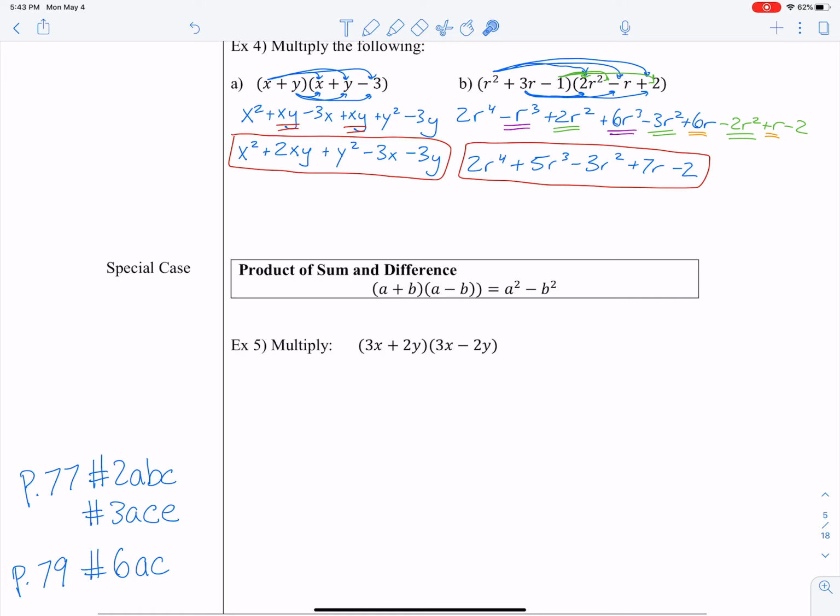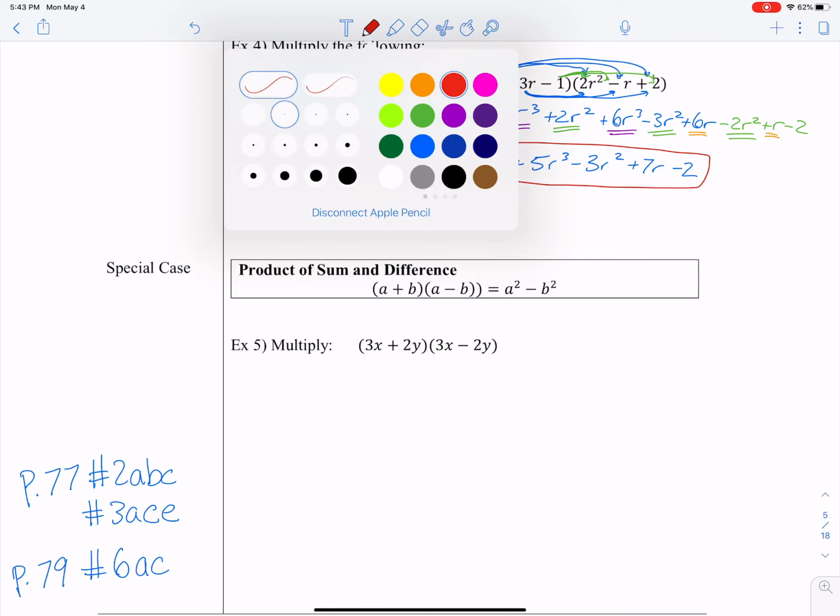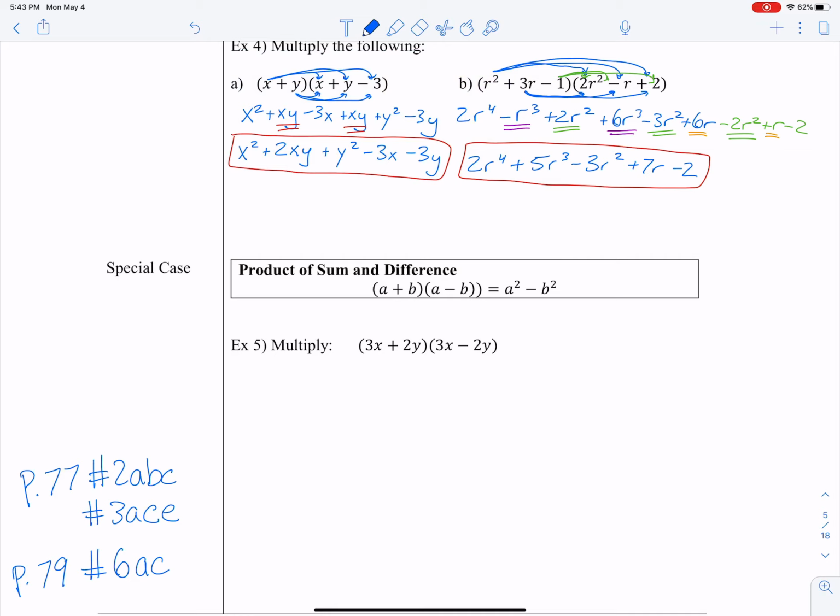So if you look at the brackets here, 3x, 2y are exactly the same, 3x, 2y. In one you have a plus in between, in the other you have a negative in between. So when I multiply this out, the middle is going to disappear, just like it did in this example over here. So let's do that together. 3x times 3x, so we get 9x squared. 3x times negative 2y, minus 6xy.